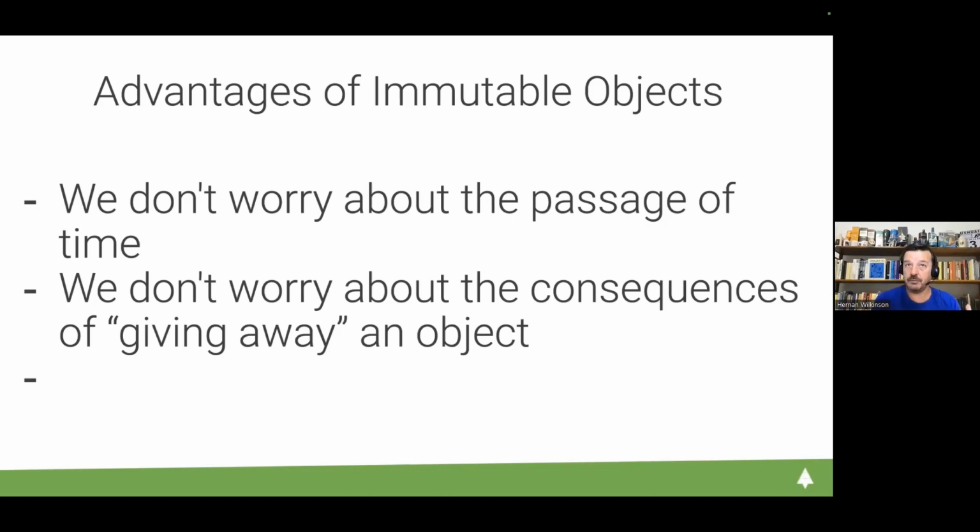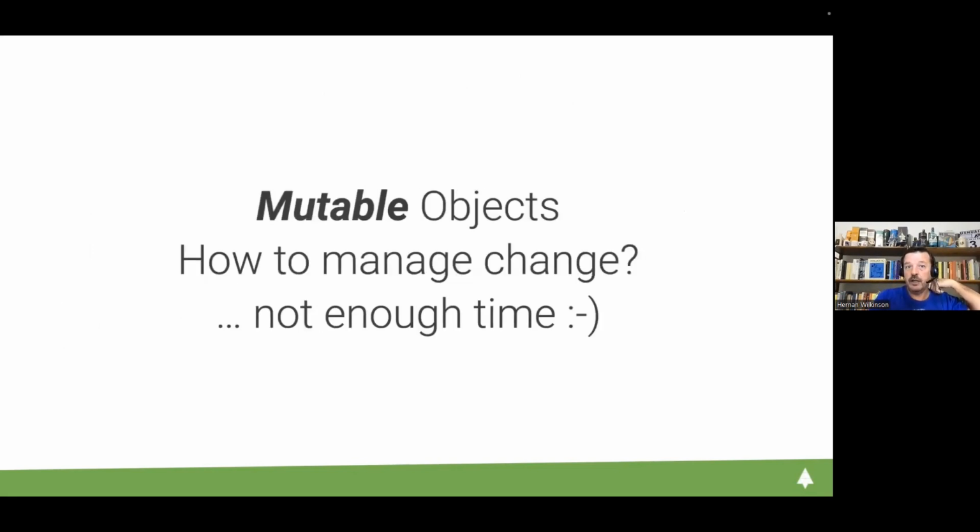Not everything can be immutable, but it allows you to simplify the representation of reality. But the truth is that there are things that change. Objects sometimes have to be mutable, for example, a collection, an array, a dictionary. So how do we manage that change? Well, I don't have too much time to explain how to solve this problem.